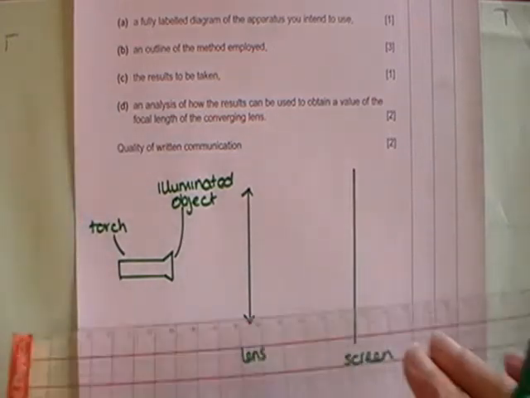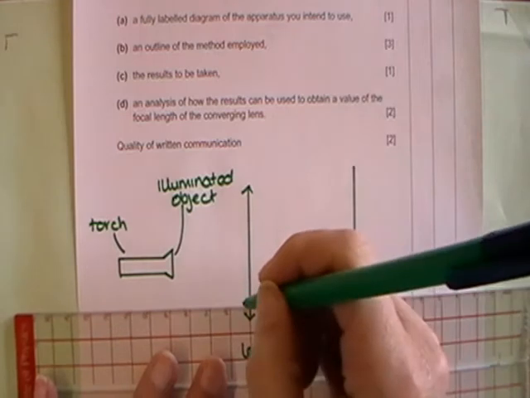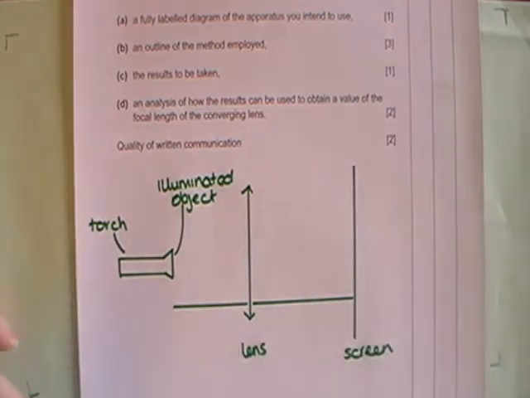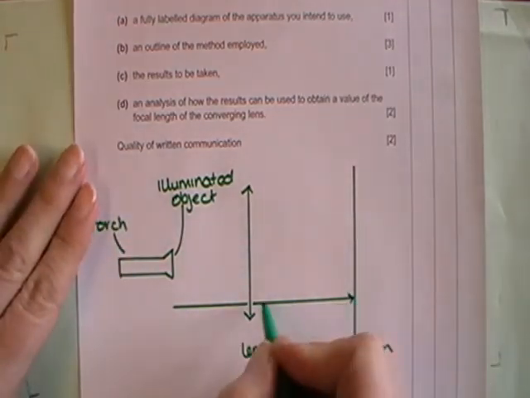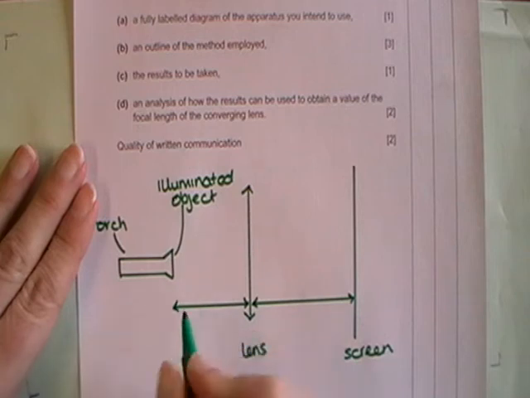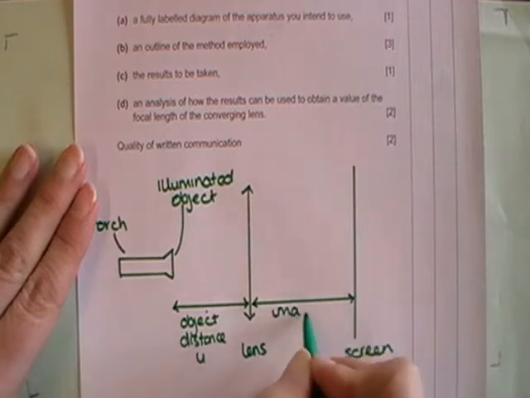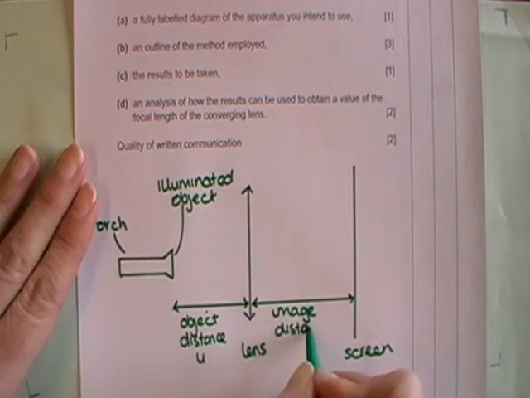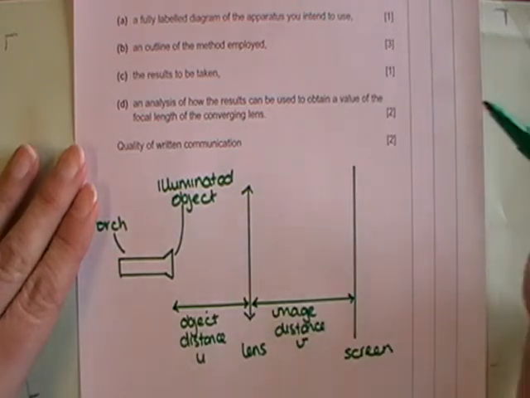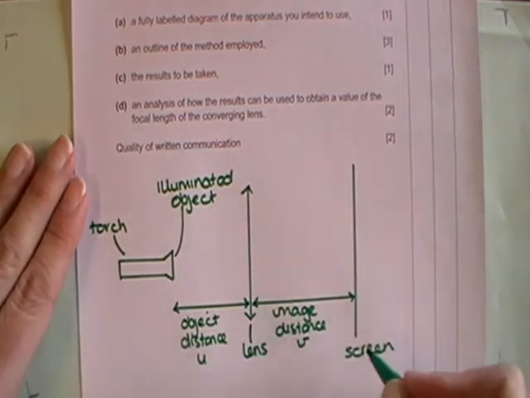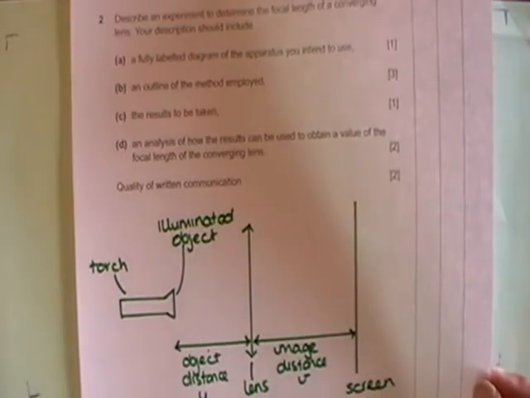What's also helpful is if you identify on the diagram your object distance and image distance. This isn't absolutely essential, but it helps in your description later on. I would call it object distance u and image distance v. So what we have is the apparatus we intend to use, a torch with an illuminated object, the lens, and a screen. And we've identified the object distance and the image distance. So that's part A done.